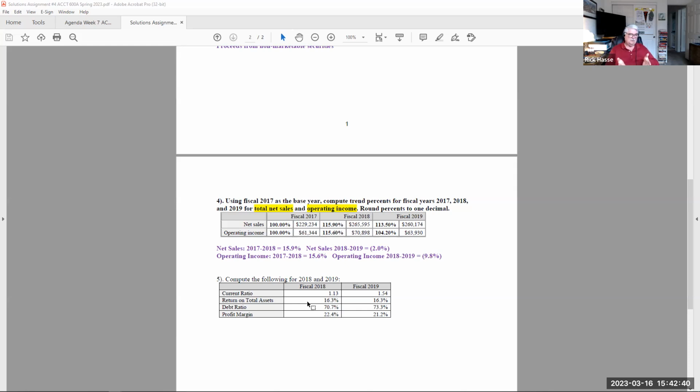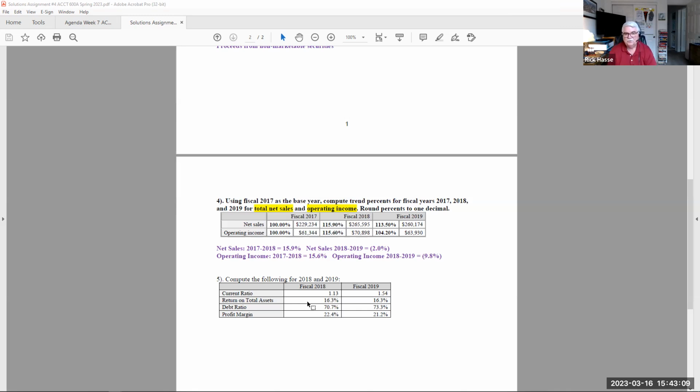Naturally, you can't do 2017 because you need 2016 information, but I wanted to see how net sales went up and went down in those 3 years. The same thing with operating income. Operating income from 2017 to 18 went up 15.6%. Operating income went down from 2018 to 2019 by 9.8%. That's what I was looking for.